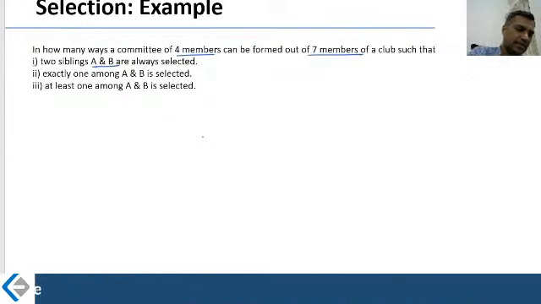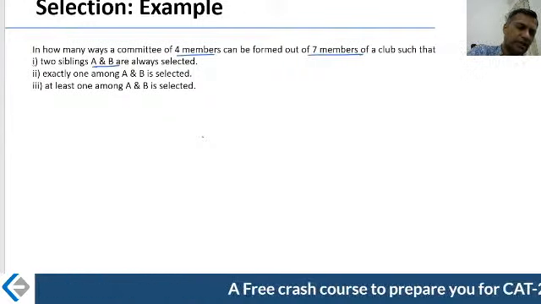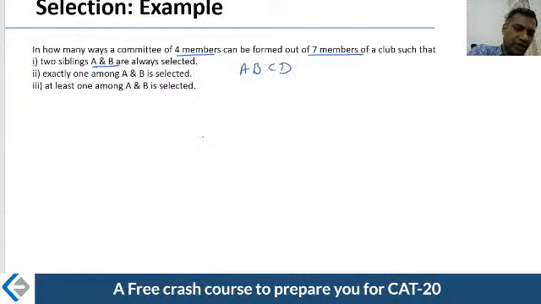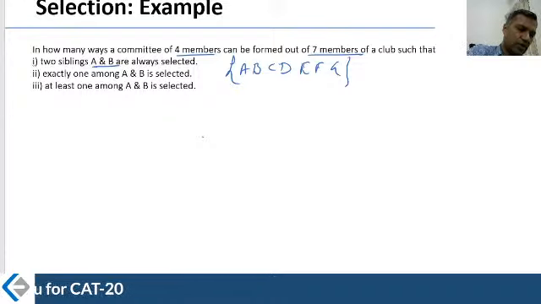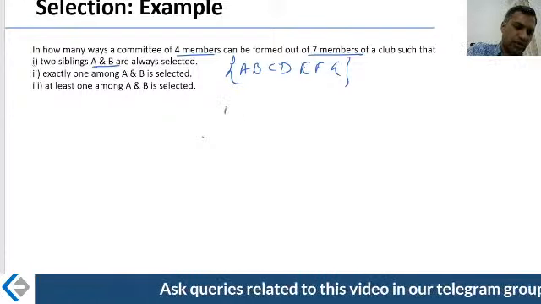So A and B must be selected. You want a committee of 4 people. I'll assume that their names are A, B, C, D, E, F, G. These are the 7 folks. Now I'm doing 3 questions on this. First one: A and B must be there.